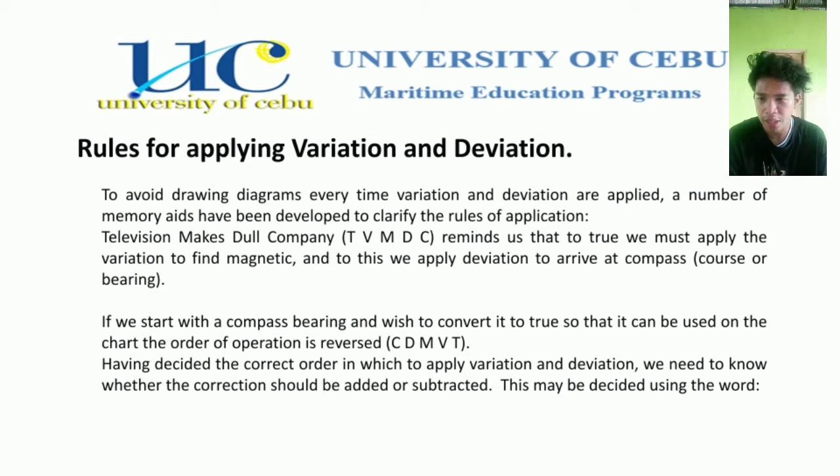If we start with a compass bearing and wish to convert it to true, it can be used on the chart. The order of operation is reverse the CDMVT. Having decided the correct order in which to apply variation and deviation, we need to know whether the correction should be added or subtracted. This may be decided using the word.